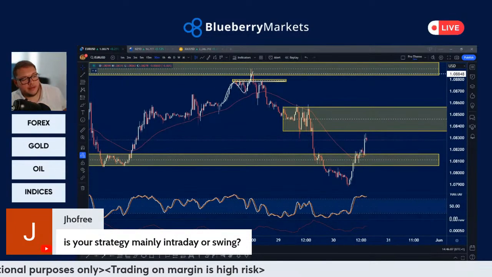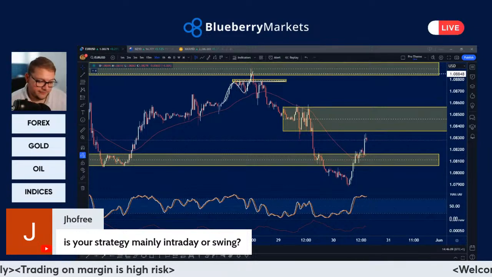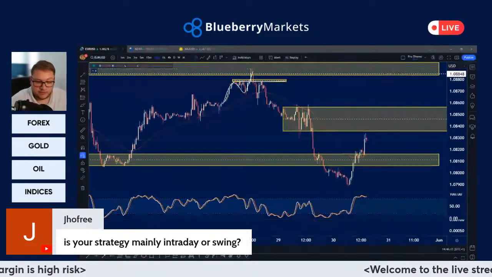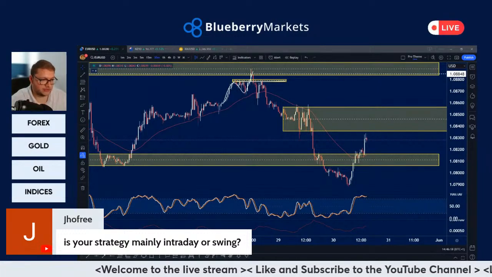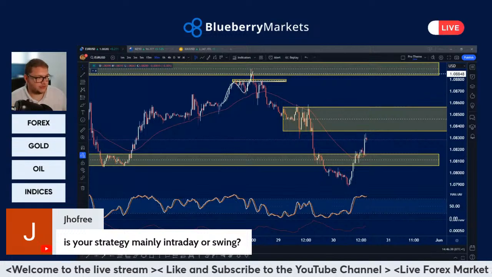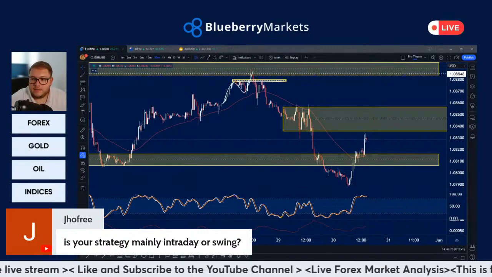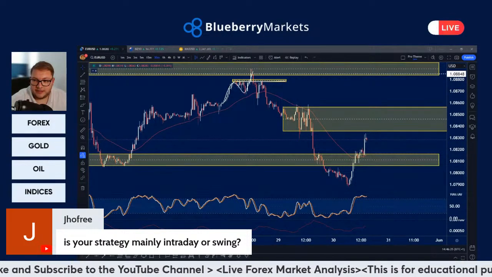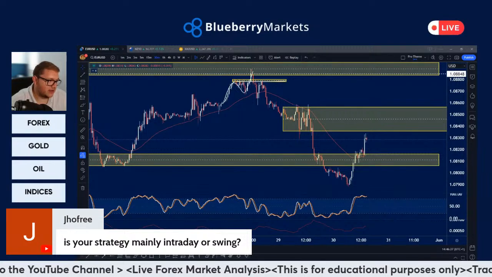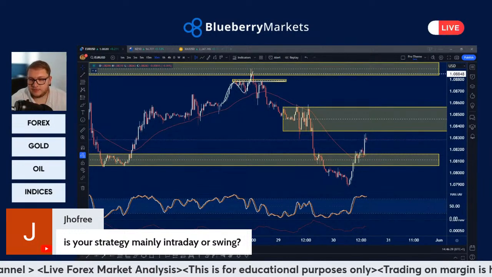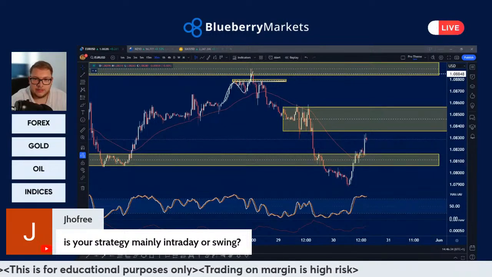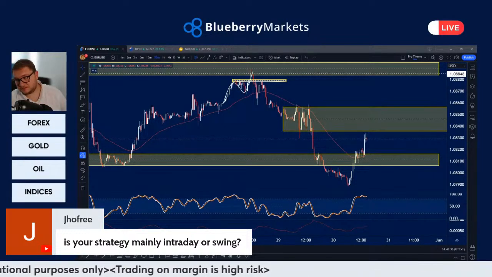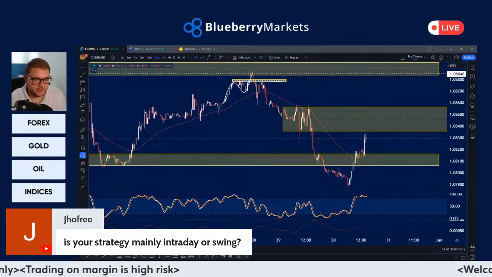Joffrey, is your strategy mainly intraday or swing? I have a different style. For me, I like to look at higher time frame areas, and then I'll go in on lower time frames to try and increase my risk to reward. But I don't mind doing a bit of day trading. If I've got some spare time, I try and day trade, and I mainly focus on gold and euro futures. But I haven't really had much time to day trade recently.